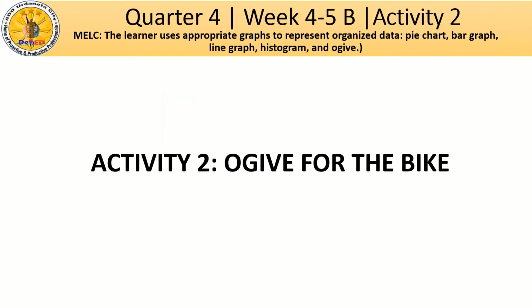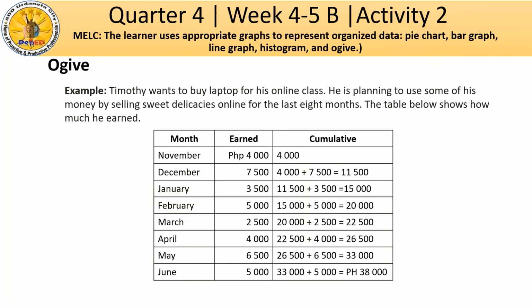Activity number 2 is entitled Ogive for the Bike. Let's have an example for your activity number 2. Timothy wants to buy a laptop for his online class. He's planning to use some of his money by selling sweet delicacies online for the last 8 months. The table below shows how much he earned.